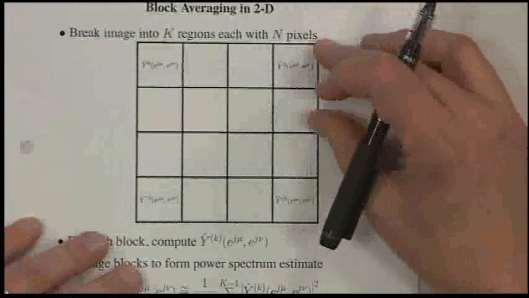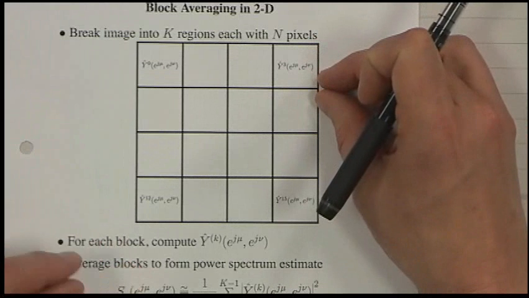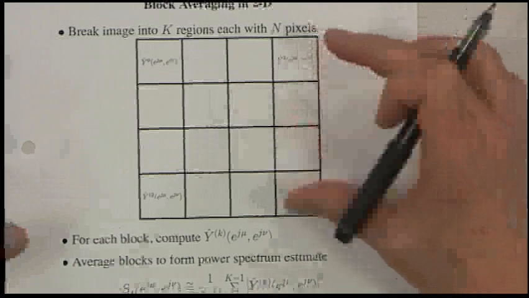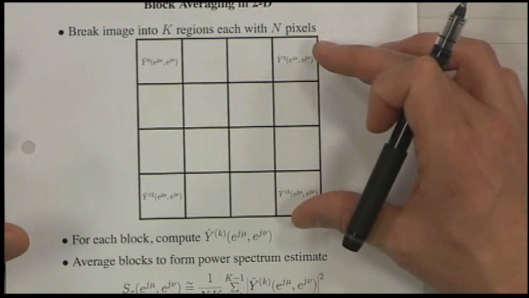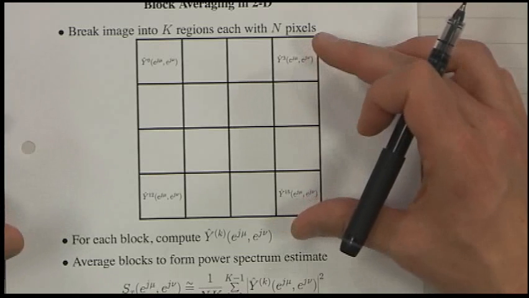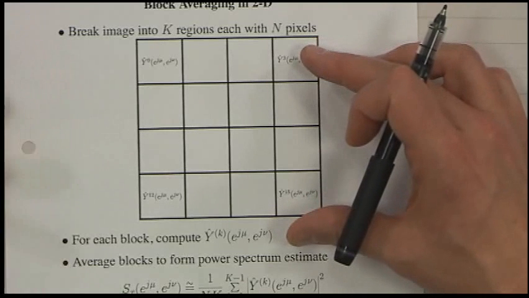Okay, so if you make small blocks, the variance will be low, but the bias will be high because it'll be smooth. If you make large blocks, what will happen? In that case, the bias will be low, but the variance will be high.